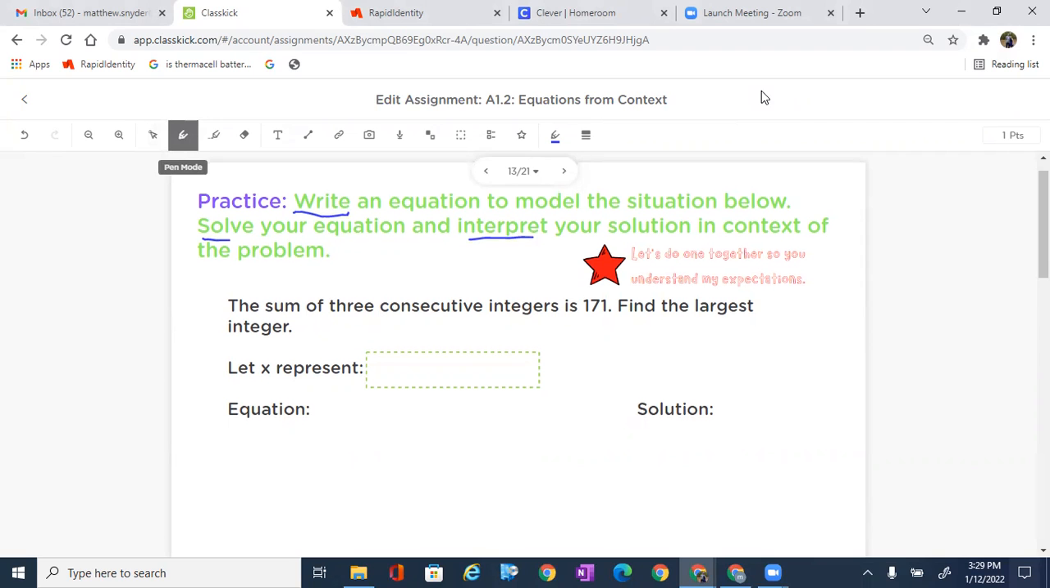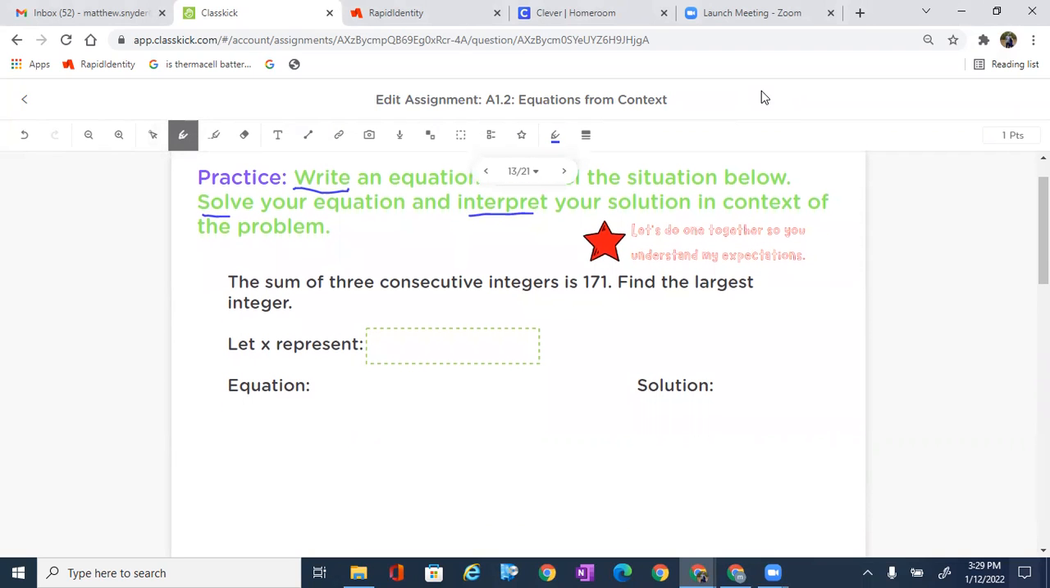It says the sum of three consecutive integers is 171. Well, let's break that down a little bit. First of all, it says the sum. What does it mean when we have a sum? That means we are going to add the numbers. Okay, so we're going to add these numbers.